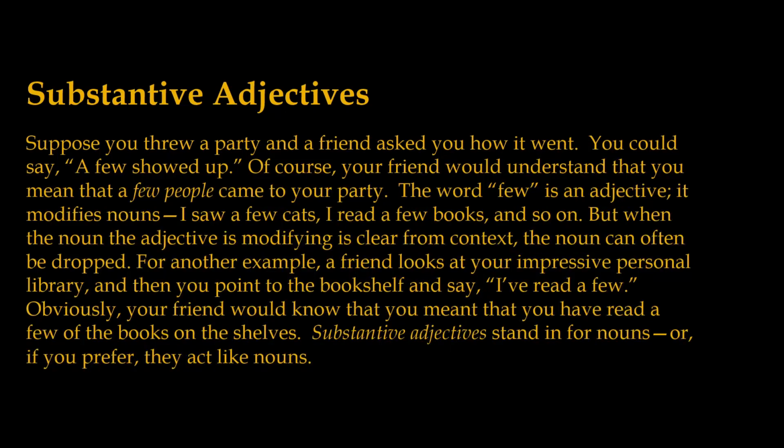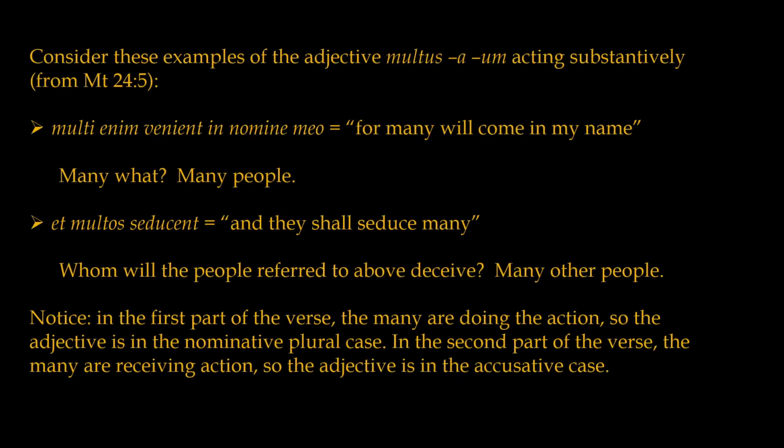But when the noun the adjective is modifying is clear from context, the noun can often be dropped. So, for example, a friend looks at your impressive personal library, and then you point to the bookshelf and say, I've read a few. Of course, we understand that you mean a few books. Okay? So, let's look at a couple examples here. So consider these examples of the adjective multus, meaning many. Multi enim veniant in nomine meo.